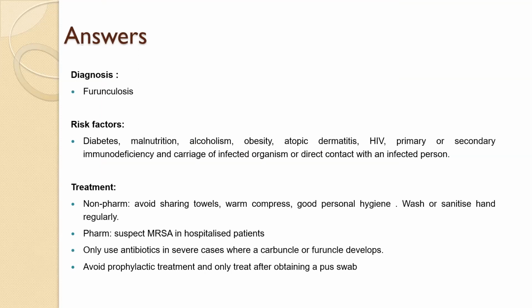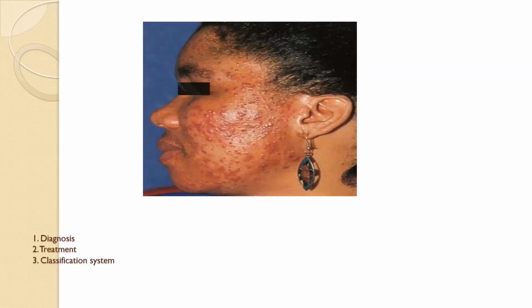So non-pharmacological, you want to avoid sharing towels, you want to use warm compresses, good personal hygiene, you want to wash or sanitize your hands regularly. You want to suspect MRSA, especially in long hospitalized patients that develop this. And you only use antibiotics in severe cases where a carbuncle or furuncle develops. And you avoid prophylactic treatment and only treat after obtaining a pus swab in these patients.